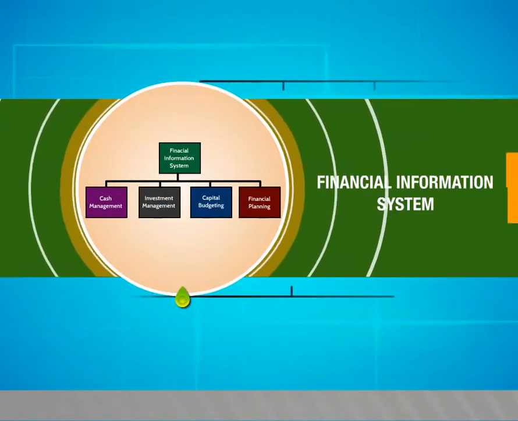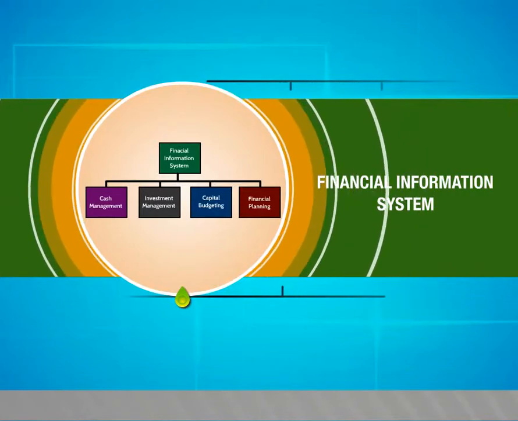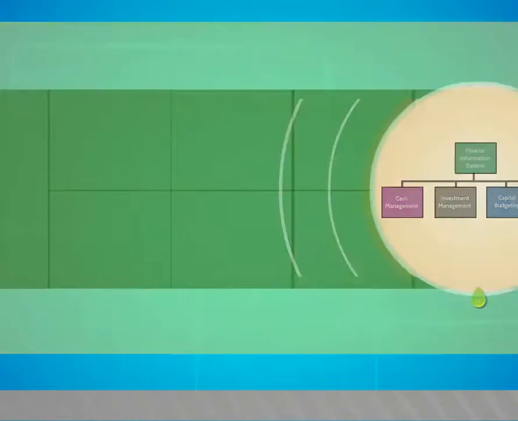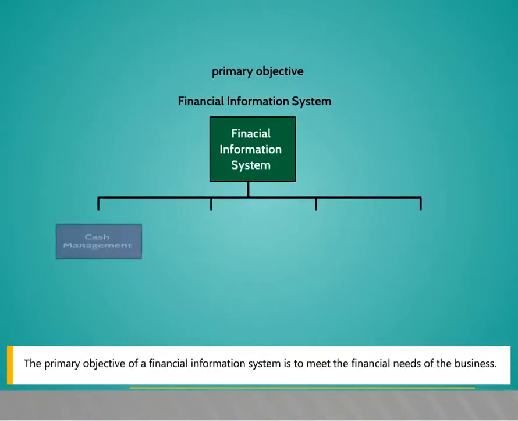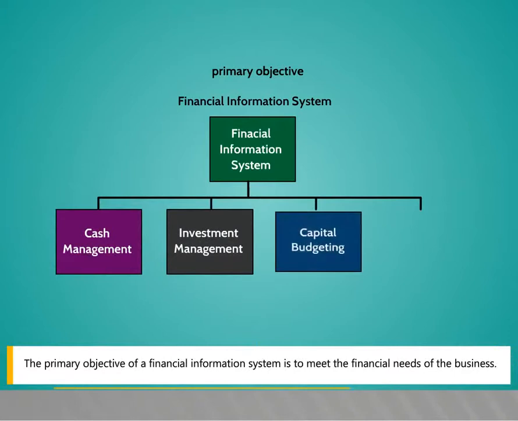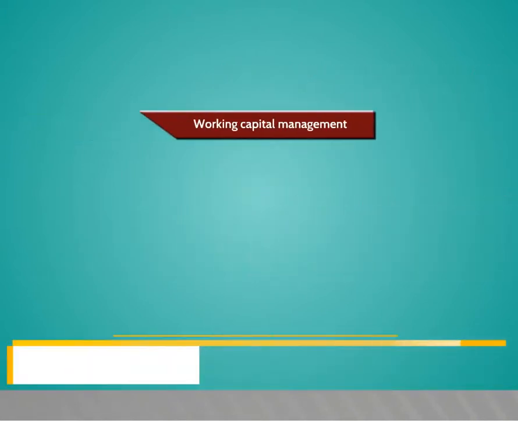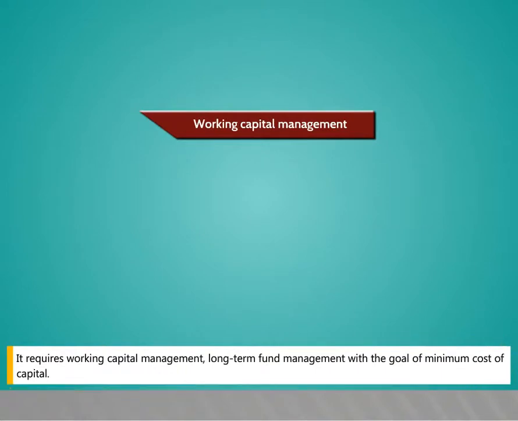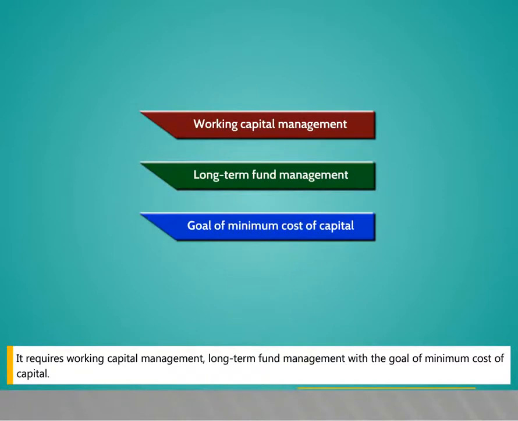Financial Information System. In this video, we are going to see about Financial Information System. The primary objective of a financial information system is to meet the financial needs of the business. It requires working capital management and long-term fund management with a goal of minimum cost of capital.